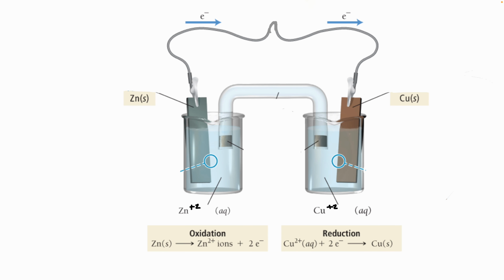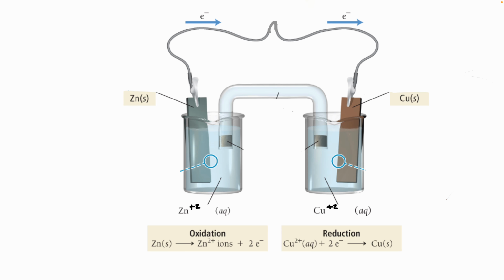Okay, so again, a battery is really just a redox reaction, but where you have these two chambers physically separated. In one chamber, you have your oxidation reaction happening, where those electrons are being lost. Those electrons then travel through a wire to the other half of your battery, where the reduction reaction is taking place, where they're being gained by, in this case, those copper ions.